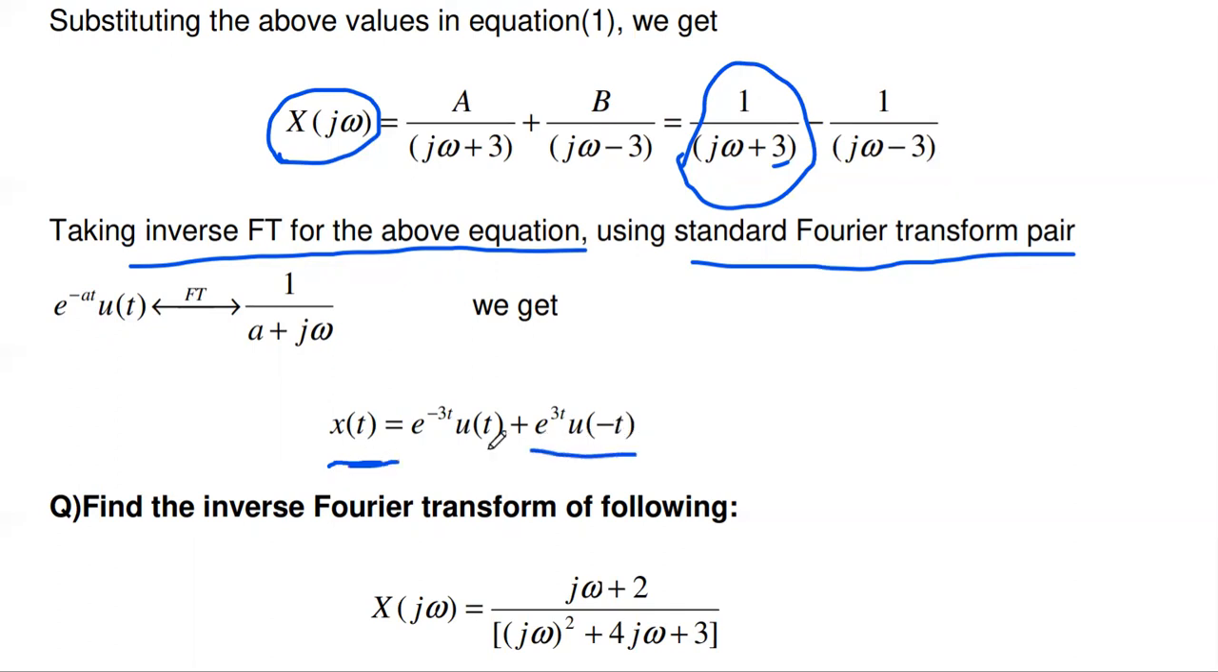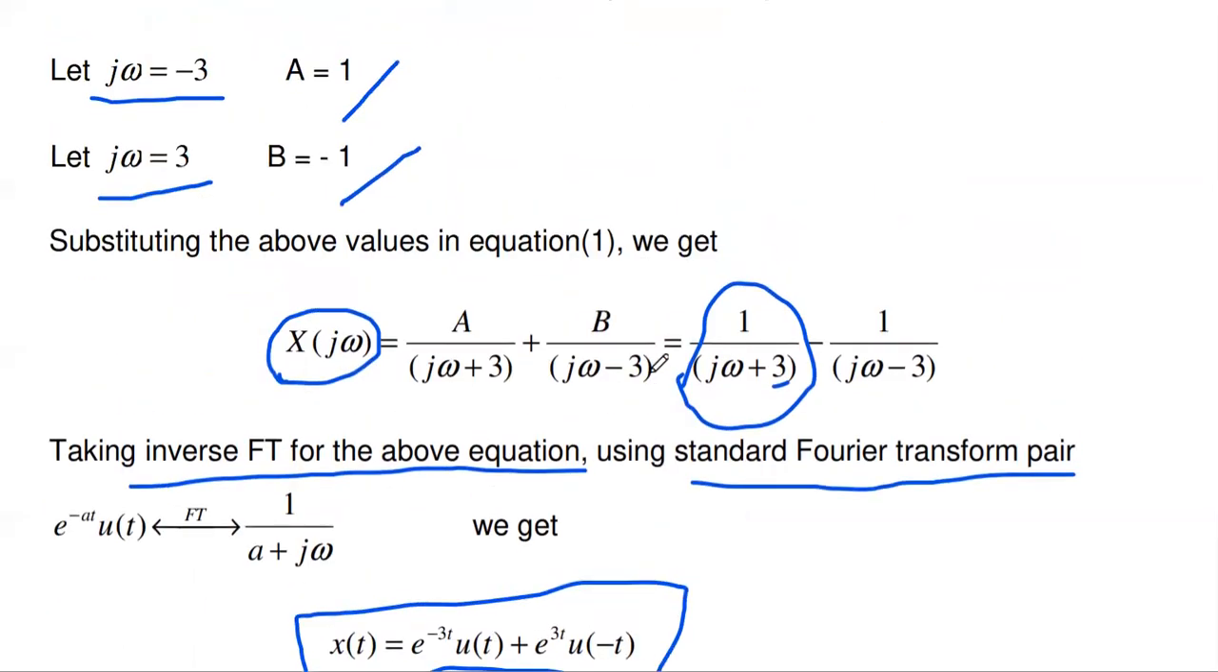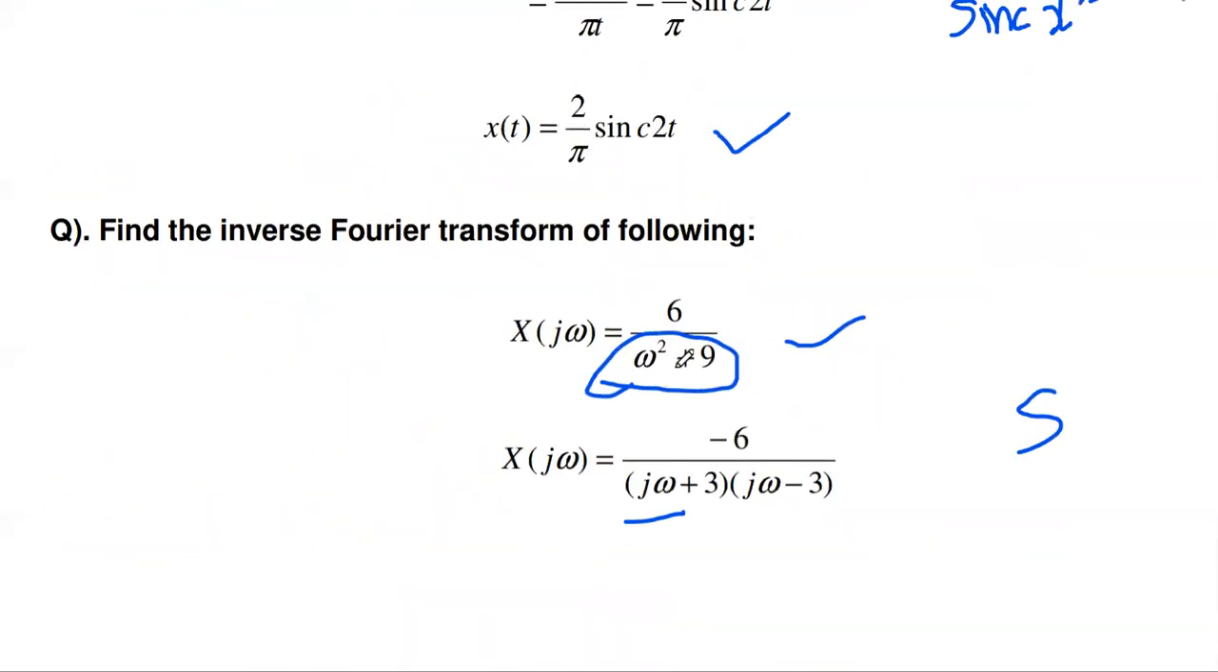So finally, the inverse Fourier transform of our given X of j omega is e power minus 3t u of t plus e power 3t u of minus t. Okay, this is the second type of inverse Fourier transform problem.